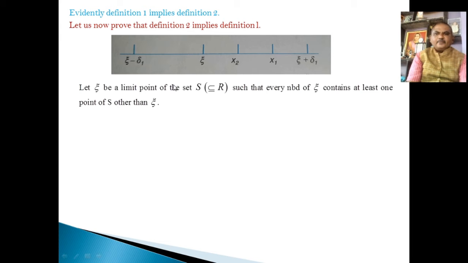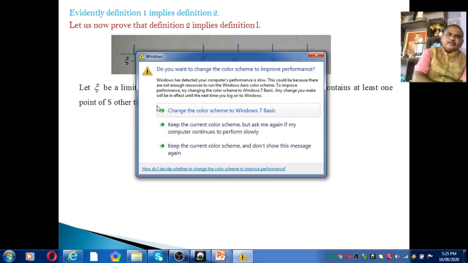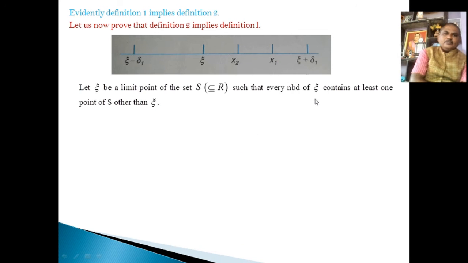Let zeta be a limit point of the set S, such that every neighborhood of zeta contains at least one point of S other than zeta, by the second definition of limit points.